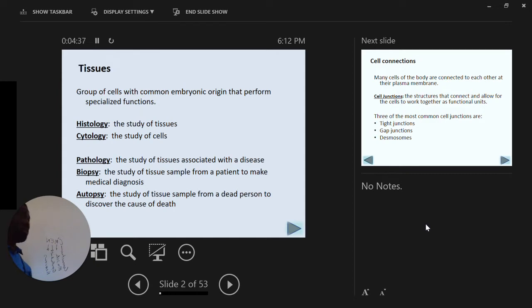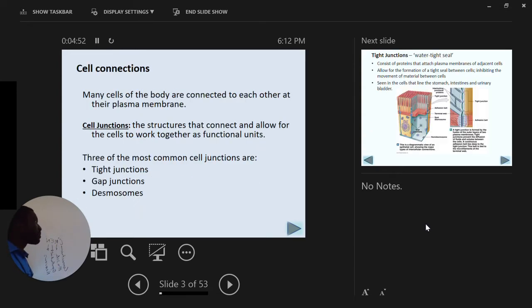So autopsy, everybody should know autopsy, right? What is autopsy? When you view a dead body. All right. So autopsy is when you study a tissue from a dead body to know what was the cause of the disease, of the death.